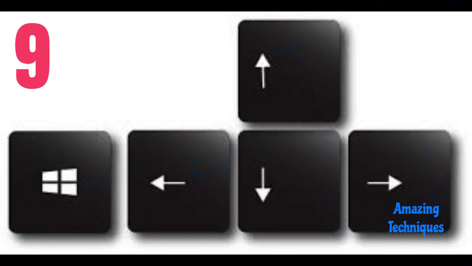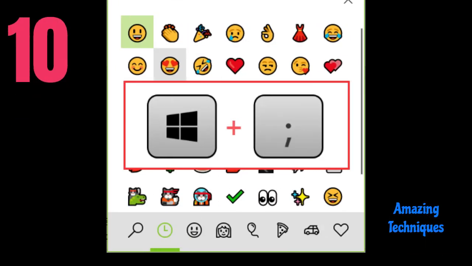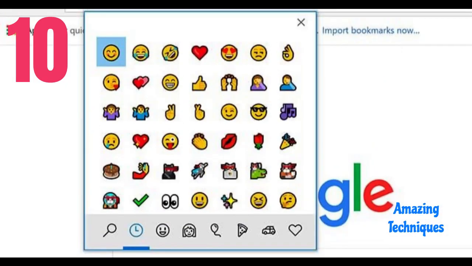Press Windows plus left or right key to move any window left or right to anywhere on the screen. To open the emoji tool, press Windows plus dot and select any emoji as you want.